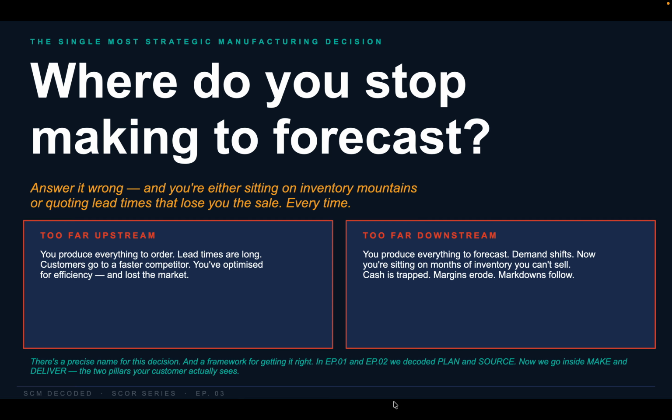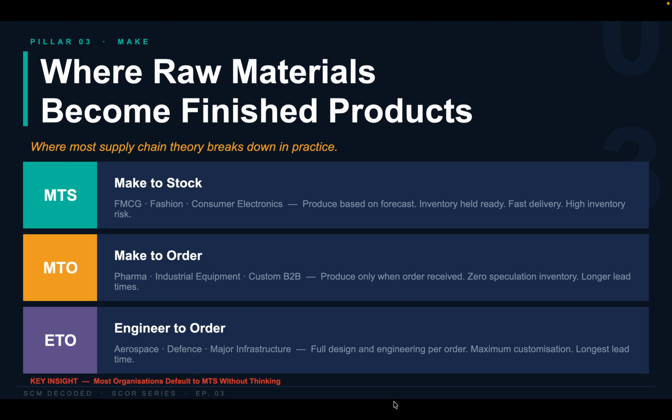Hi guys, in episode 1 we built the SCOR map. In episode 2 we decoded layer 1 and layer 2 for plan and source. Today we are going to talk about make and deliver, the two pillars your customer actually sees. So when we talk about make, it is simply where your raw materials become finished products.